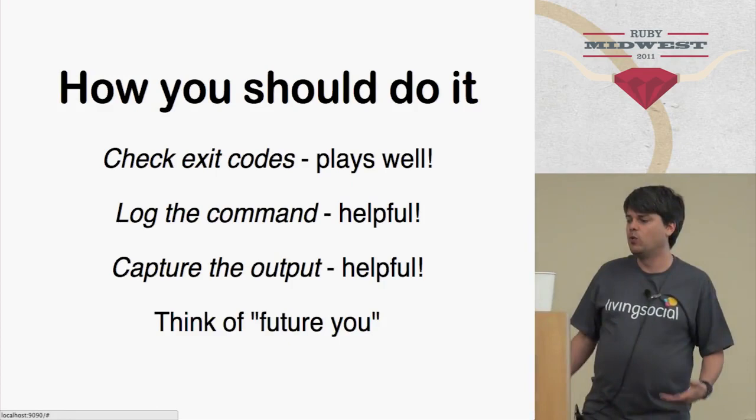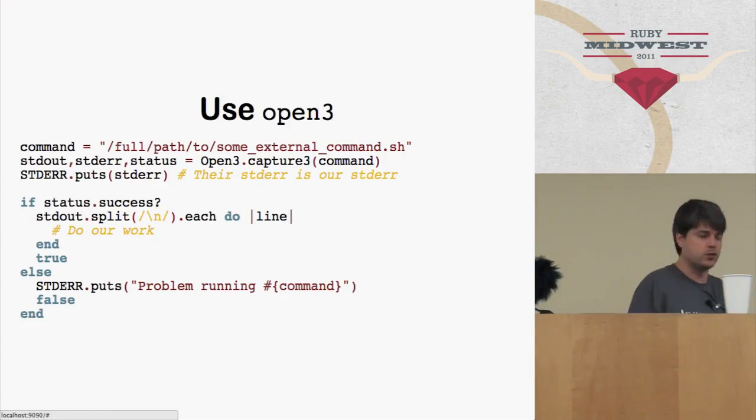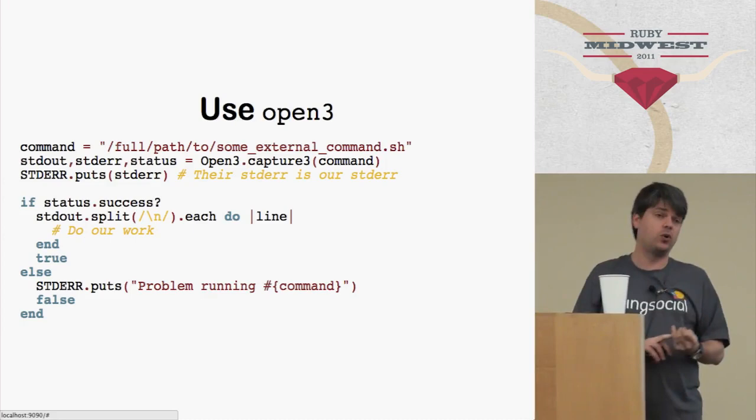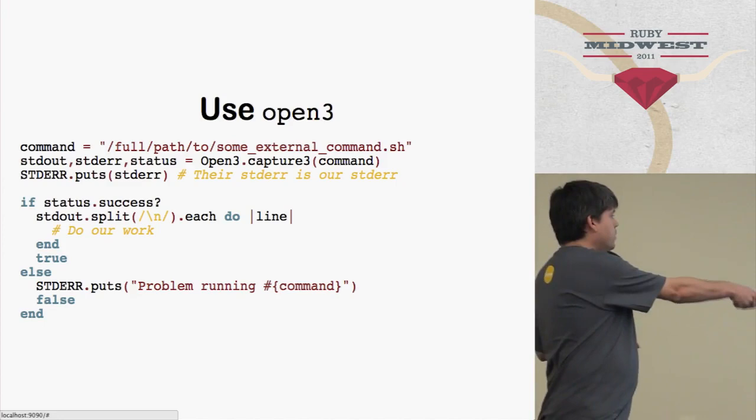Ruby 1.9 has this open 3 library, which is dead simple, and so here's an example of using it. You call capture 3 on a command, and it gives you the standard out of the command as a string, the standard error as a string, and the status, which is a Process::Status, which will let you figure out the exit code and that sort of thing. So if things are good, we don't have to even say exit code equals 0, because we can just say success, and we're good to go.